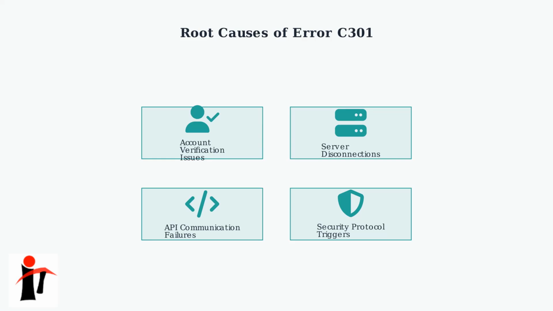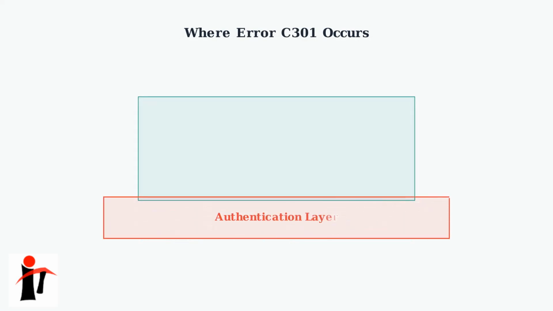Security protocol triggers activate when the system detects suspicious activity, multiple failed login attempts, or unusual transaction patterns that require additional verification. Error C301 typically occurs at the authentication layer of the Zelle network. This is where user credentials are verified against both bank records and Zelle's central database through the Early Warning Services network. Understanding these fundamental aspects of Error C301 is crucial for effective troubleshooting. The error represents a breakdown in the complex verification process that ensures secure money transfers between financial institutions.